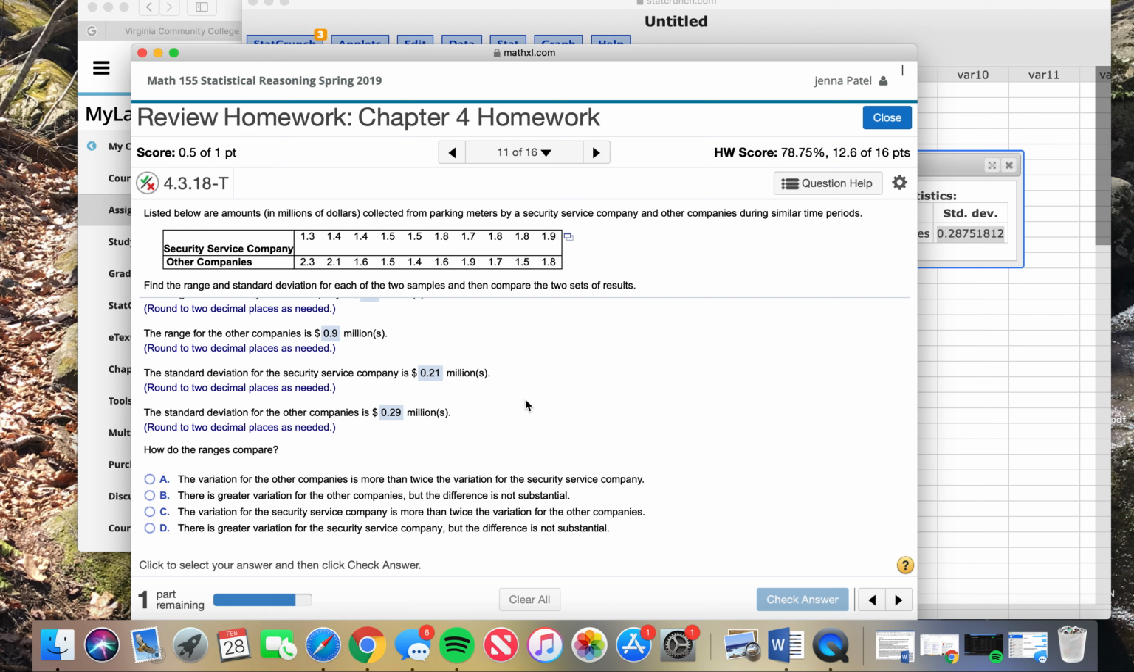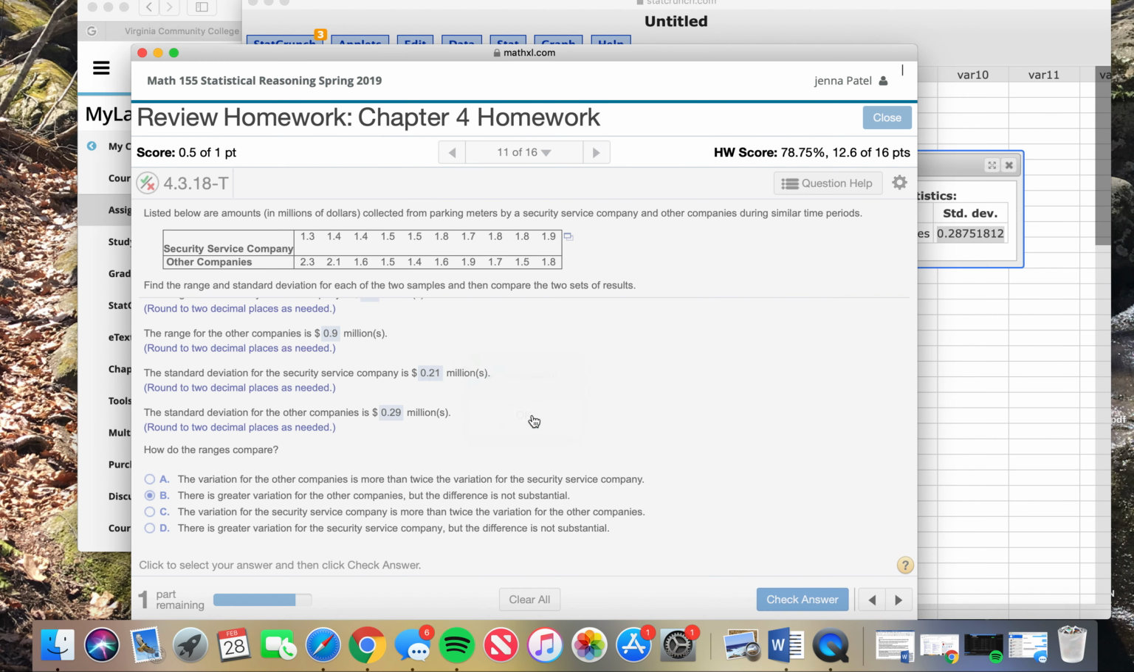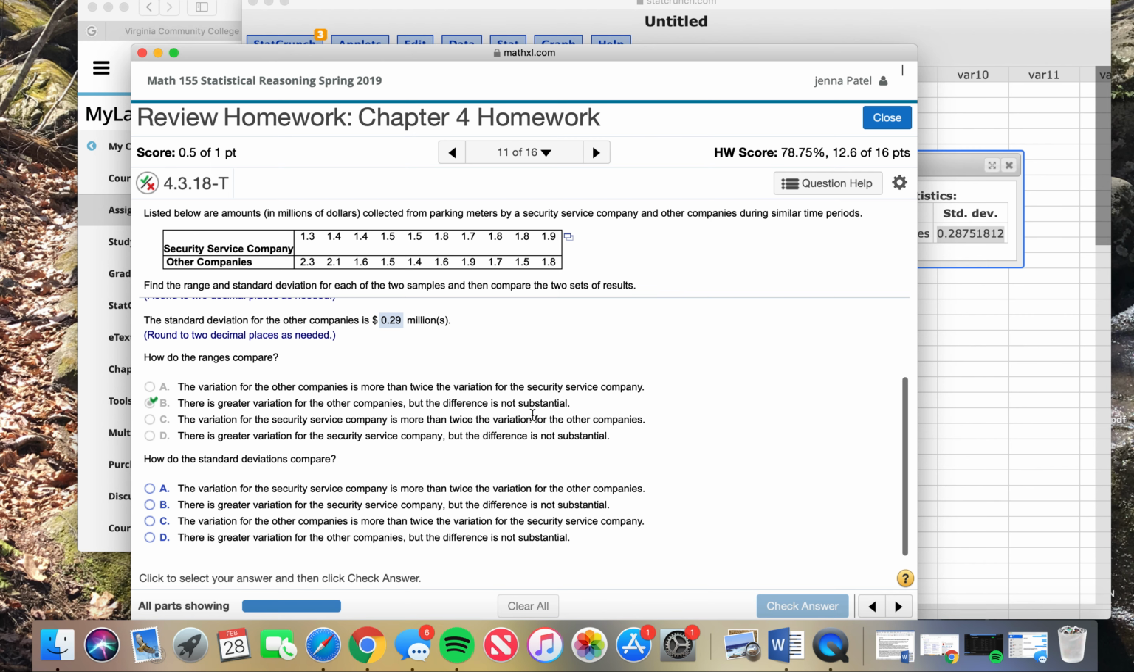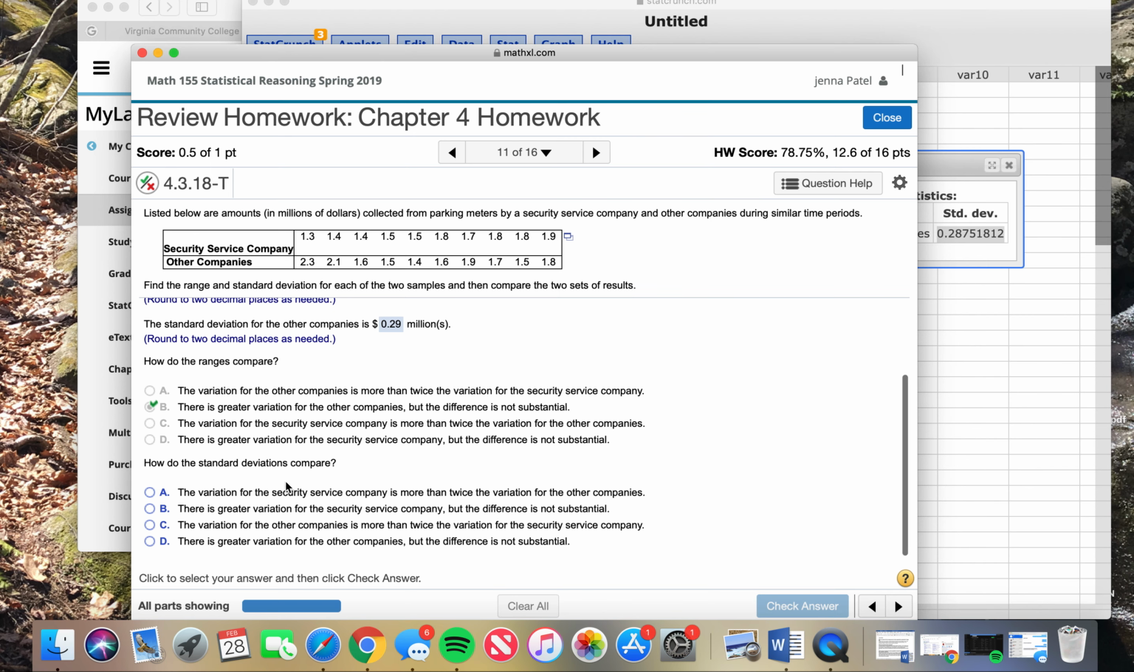So there is definitely, in my opinion, and with the data given, there's definitely greater variation, but now it's between the other companies or the security service company. And I think it's B, so let's go with that. And here we go. Those are our answers. Now it says, how do the standard deviations compare?